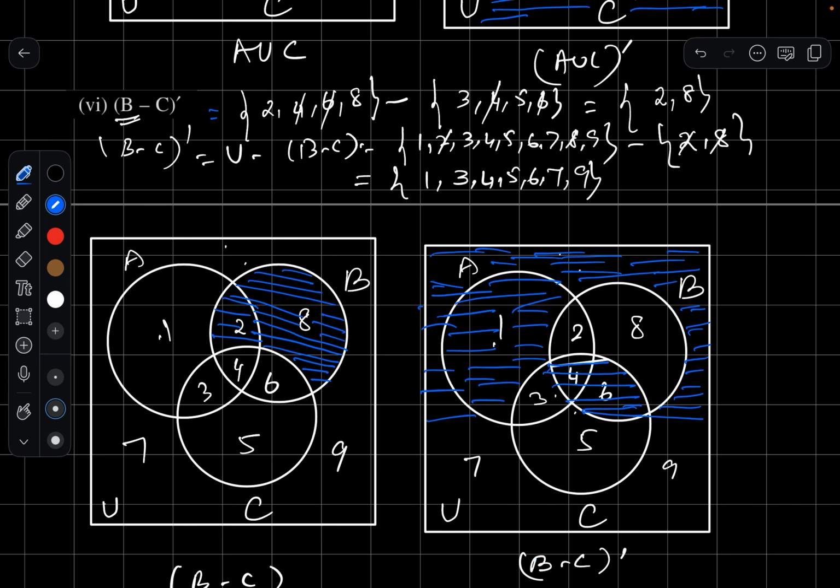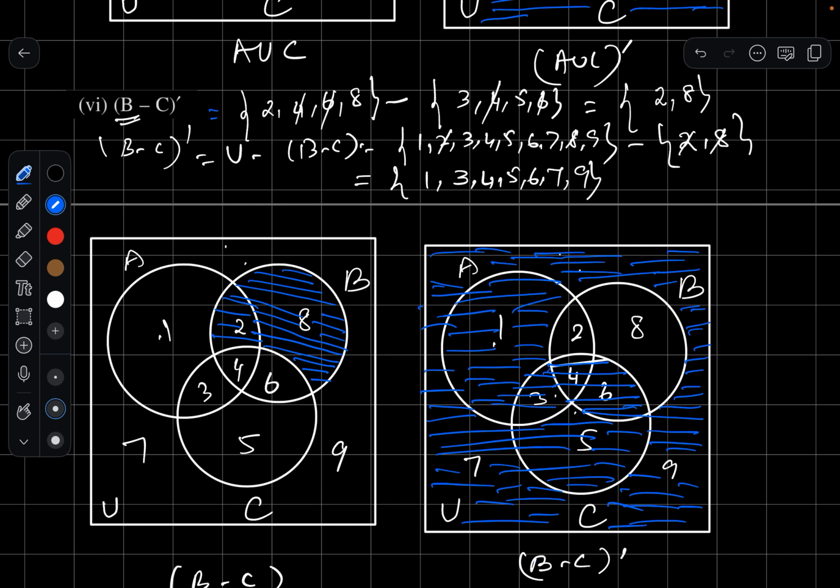You don't shade like this, clumsy. Okay, 1, 3, 4, 5, 6. So 3 also gets it, and 7, 9 also gets it. You do it a bit carefully. Since this is a video, I have to rush, so I am doing it clumsy. It looks clumsy, but you have to do it neatly with your pencil and scale.